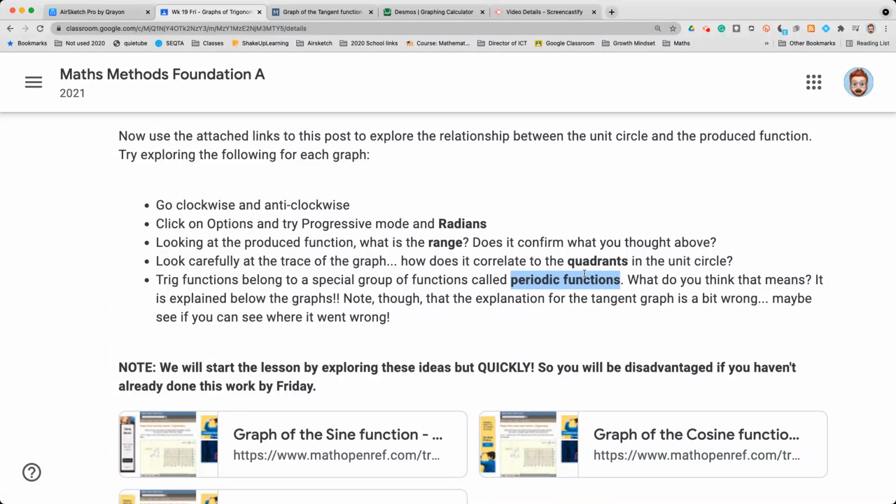Tan has a different period. Tan's period is it repeats after pi, or 180 degrees. Okay, so sine and cosine have a period of 2 pi. Tan has a period of pi.